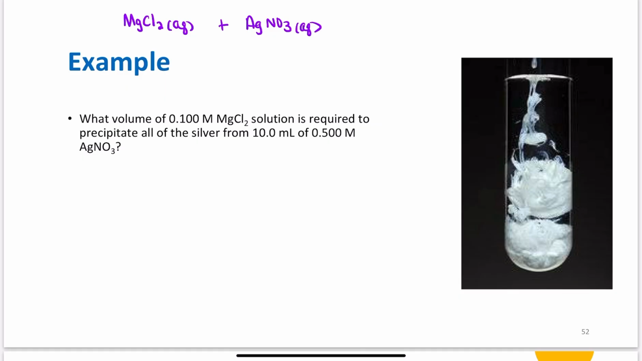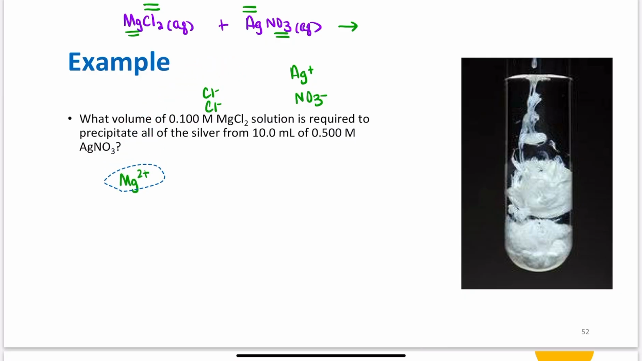And I know nitrate salts are always soluble. I know chloride is usually soluble. Magnesium is not an exception to that. I'm going to swap my ions here. Cation of one to anion of the other. Cation of one to anion of the other. Again, if you have to write it out, that's fine. This is the same as Mg2 plus and 2 Cl minuses, Ag plus, and NO3 minus.